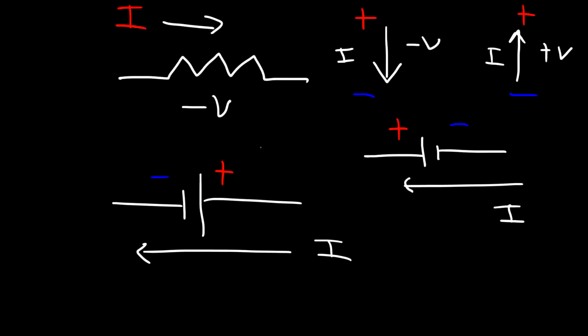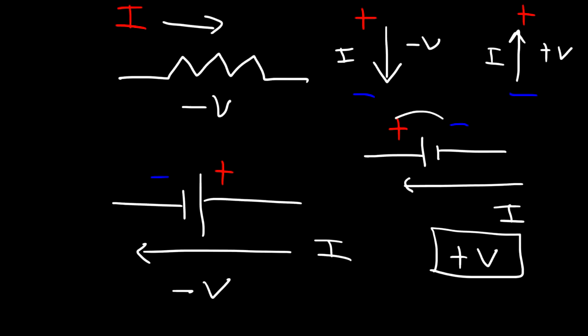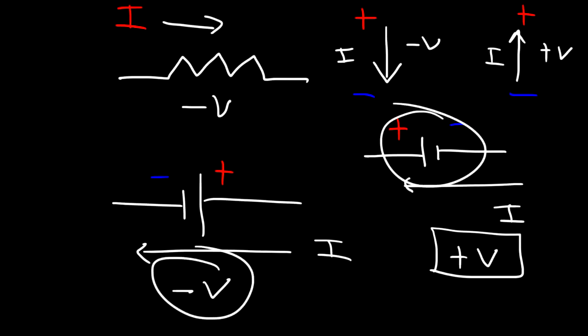So looking at this diagram, the current is flowing from positive to negative. So it's going from a high potential to a low potential. So this battery reduces the energy of the charges. Now for this one, it's going from low potential to a high potential. So it's increasing the energy of the charges. So we should assign a positive V to this battery and a negative V to the other battery.